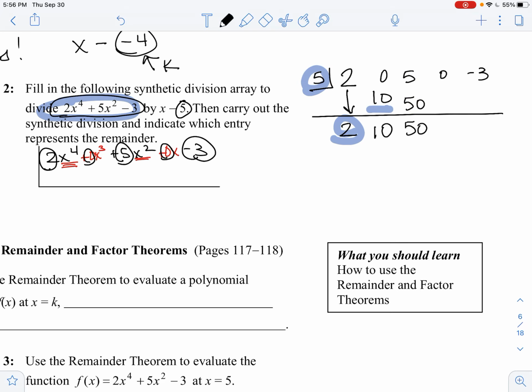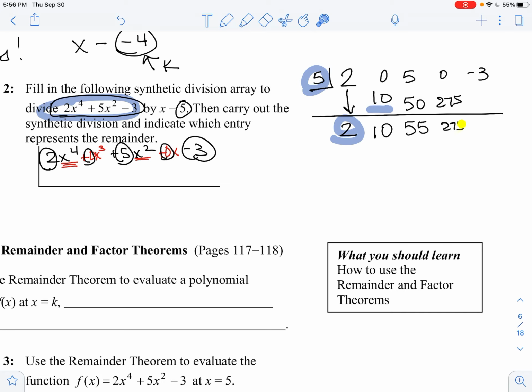So we're going to multiply the bottom line by the box to get our next number again. Oh, pardon, I'm going back. Sorry. 5 plus 50 is 55. Now when we multiply 5 times 55, we're going to get 275. Add down is just 275.